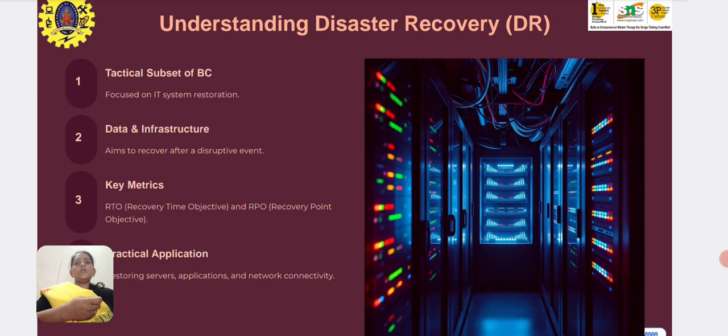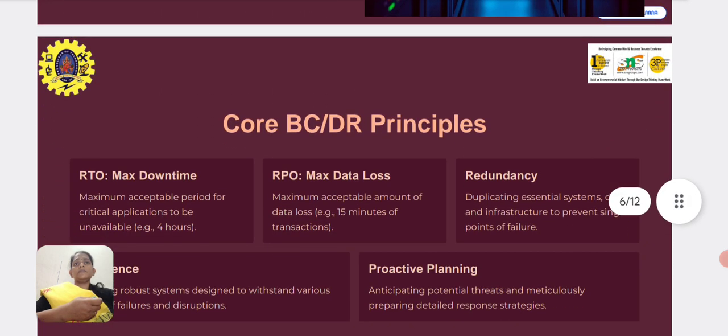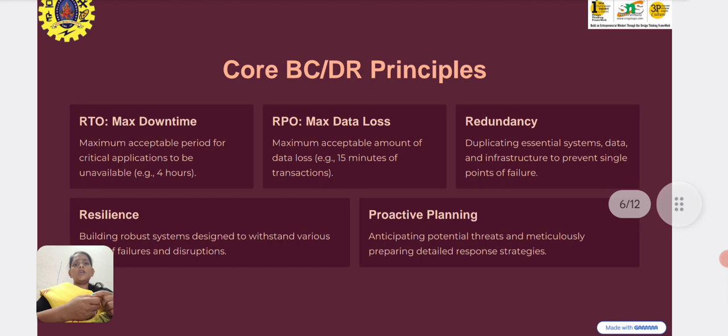Next, let us see the core principles of business continuity and disaster recovery. RTO is the maximum downtime. Example, critical applications restored within 4 hours. RPO is the maximum data loss. Example, no more than 15 minutes of data loss. Next is redundancy, which duplicates systems, data, and infrastructure. Resilience is building robust systems to withstand failures. And proactive planning anticipates risk and prepares digital strategies.